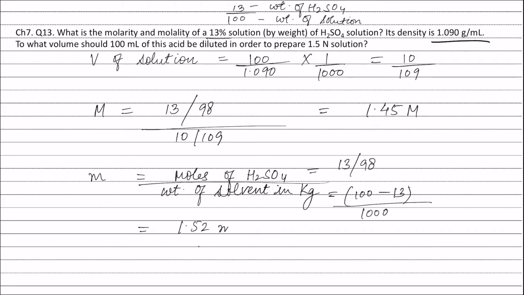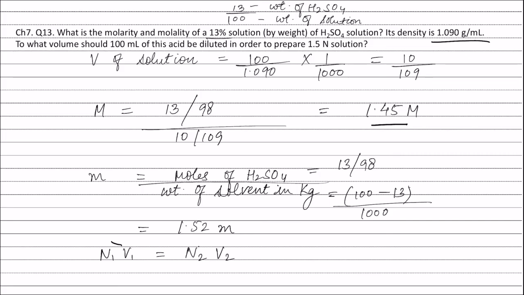1.52 m. Now the third part of this question, to what volume should 100 milliliter of this acid be diluted to prepare 1.5 N solution? For this, we apply the formula N1V1 is equal to N2V2. N1 is the normality of the original acid, and normality of the original acid is not given, but we know the molarity of the acid is 1.45 M.